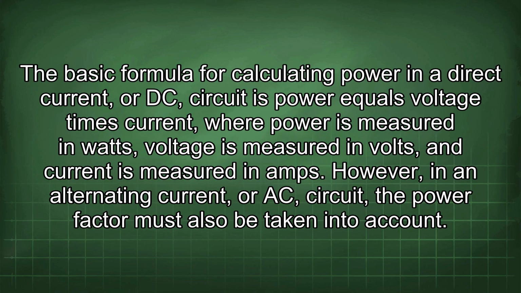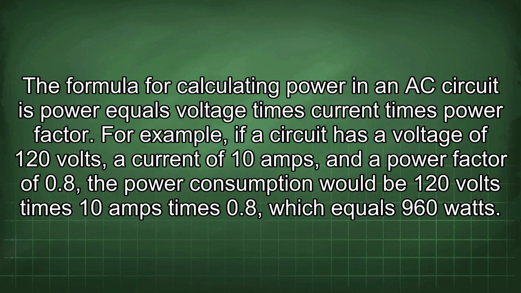The basic formula for calculating power in a direct current, or DC, circuit is power equals voltage times current, where power is measured in watts, voltage is measured in volts, and current is measured in amps. However, in an alternating current, or AC, circuit, the power factor must also be taken into account. The formula for calculating power in an AC circuit is power equals voltage times current times power factor.